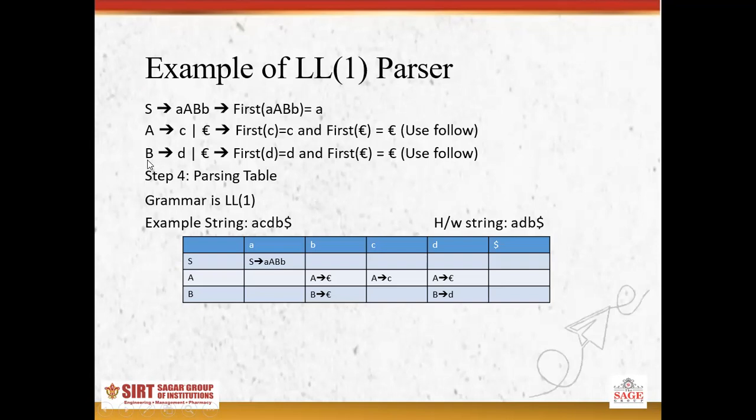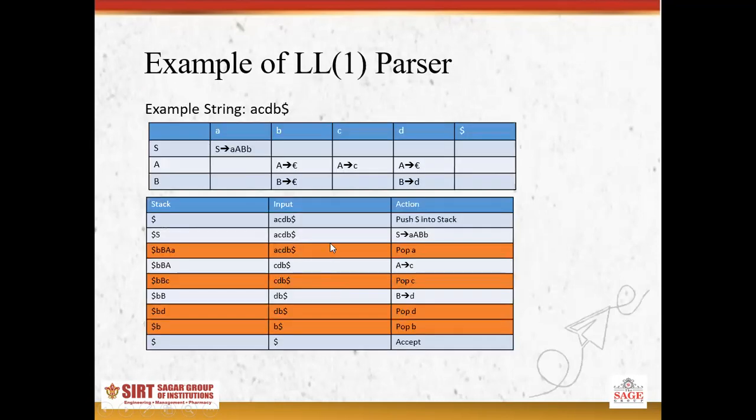Now in B, what is the first of B? First of B is d and epsilon. So in the d column, we put B produces d. And for epsilon, we evaluate the follow of B. What is the follow of B? Follow of B is b. So we put B produces epsilon in the column of b.